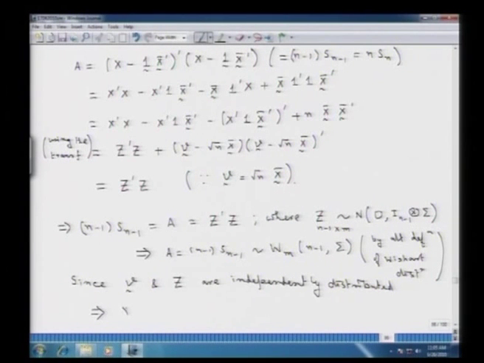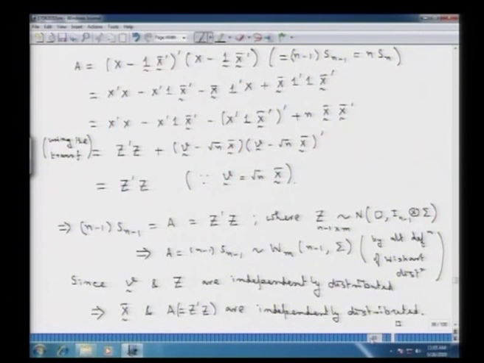So, this would imply further that x bar, which is in terms of this V vector, and A, which is in terms of this Z matrix, are independently distributed. So, that concludes this particular proof of this very important result in multivariate distribution theory.